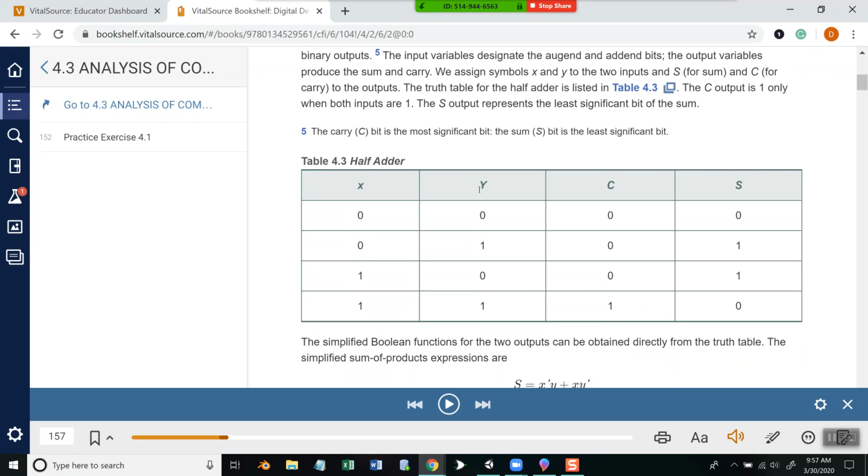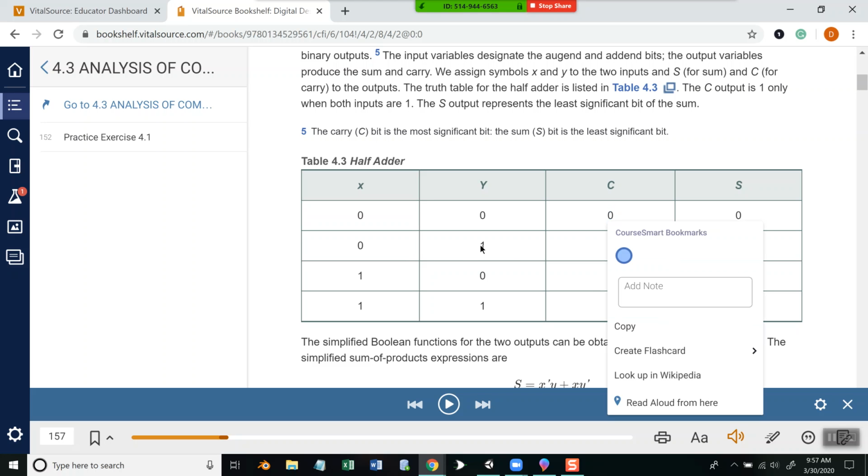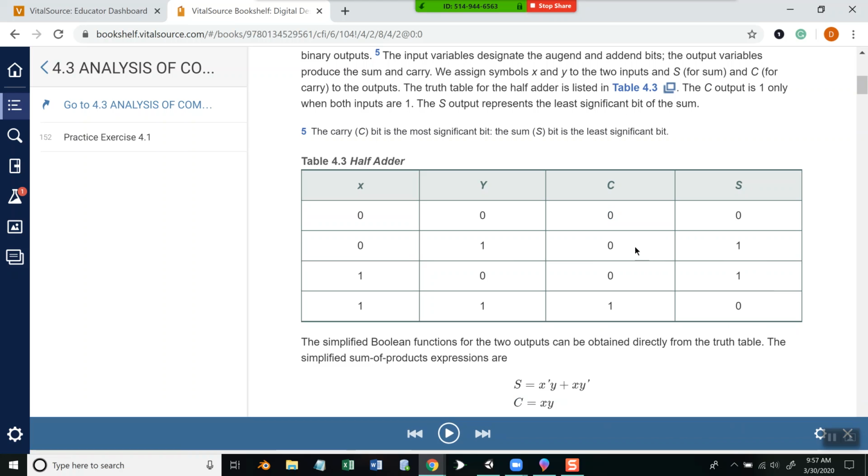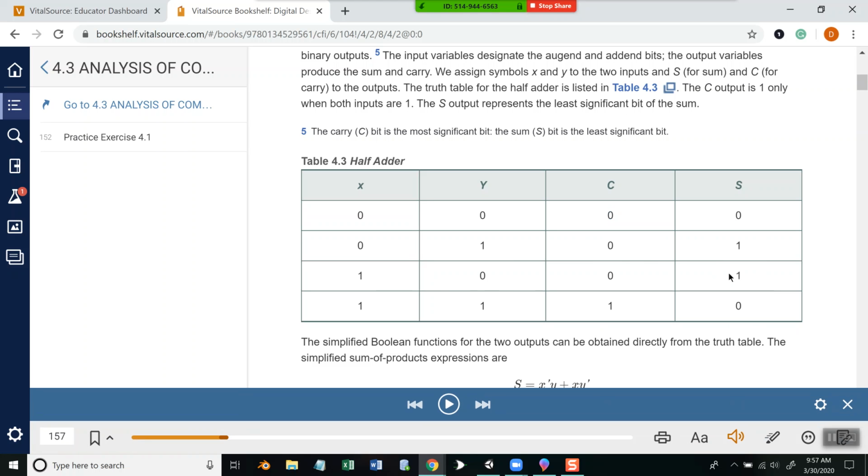First off, just the principle behind it. 0 plus 0 is 0 with a carry of 0. 0 plus 1 is 1 with a carry of 0. 1 plus 0 is 1 with a carry of 0. 1 plus 1 is 0 with a carry of 1.